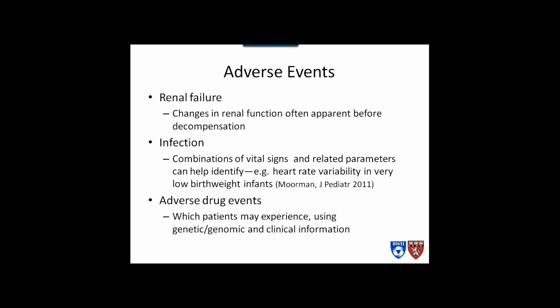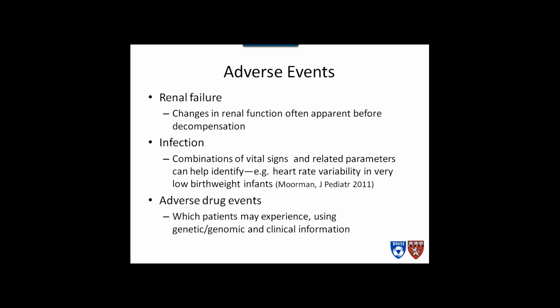Infection is another really important target. So here the concept would be to use combinations of vital signs and some related parameters to help identify patients who are infected or going to do poorly. And one example is using heart rate variability in low birth weight infants. I had no idea that heart rate variability was associated with doing worse, but it turns out that it is. And often there are parameters that are buried in the data like this that you can bring out with big data techniques.